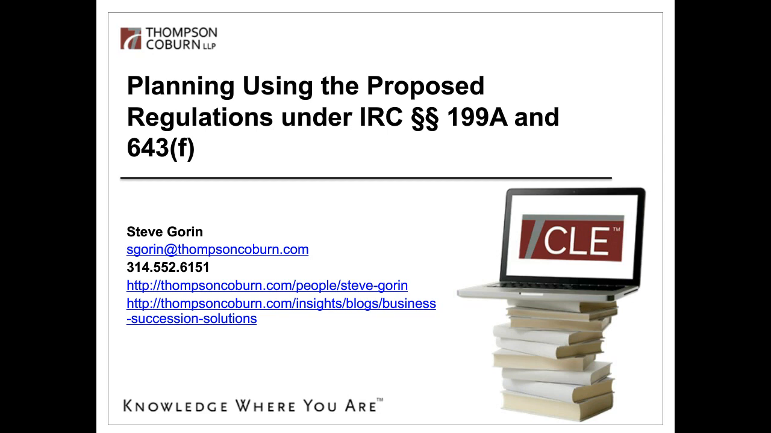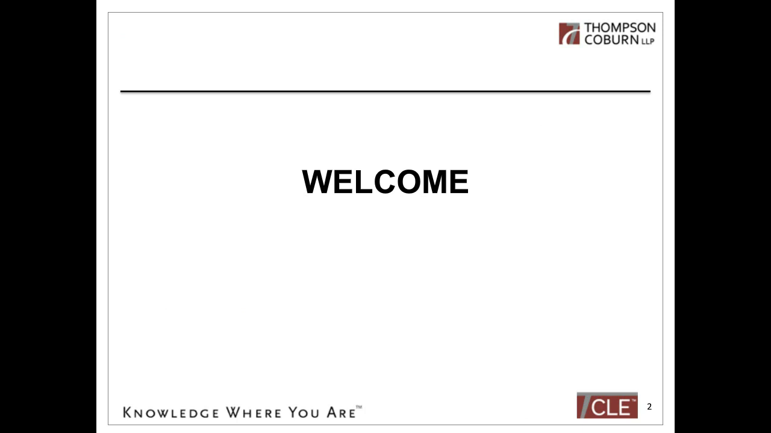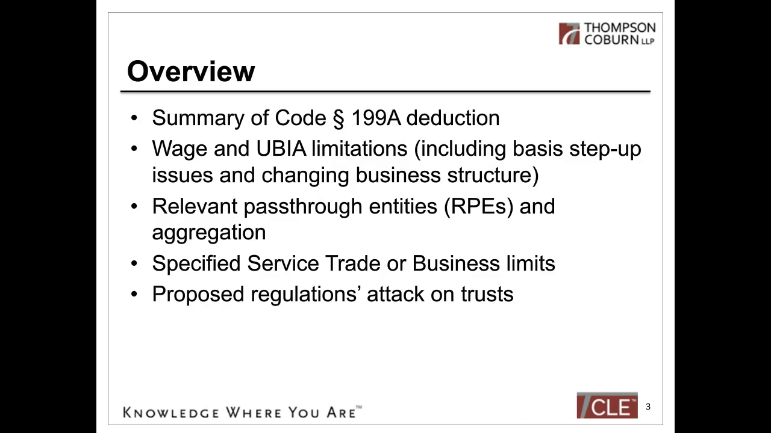Okay. So, I'm going to talk today about the Code Section 199A deduction. We'll talk about the wage and UBIA limitations, UBIA being the original cost of property that you purchase. And we're going to include basis step-up issues and changing business structure. We're also going to talk about the significance of what they call relevant pass-through entities, or RPEs, and aggregation. And we'll talk about specified service trade or business limits, as well as the proposed regulations' vicious attack on trusts.